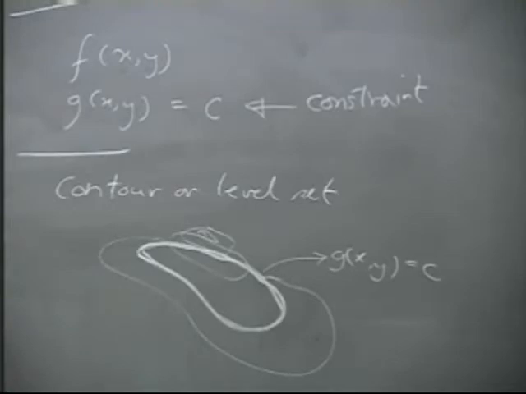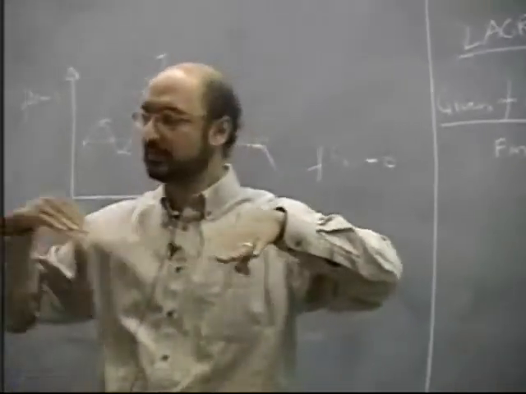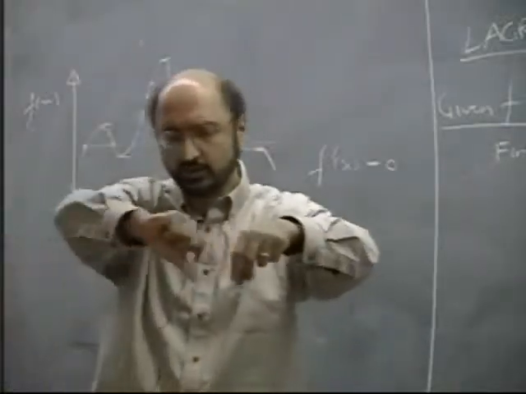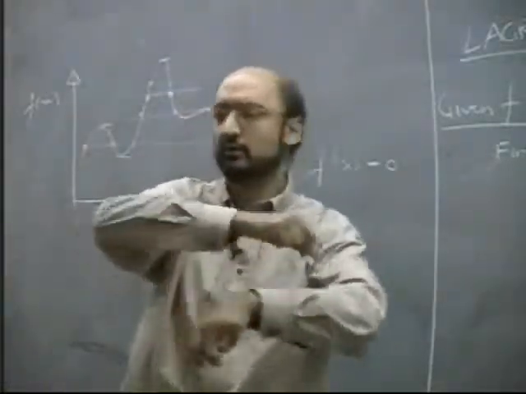So what the constraint tells us is that we are forced to walk along that contour. We cannot go above or below on this particular hill. We're going to have to stay on that level set. Imagine a road going around the edge of the hill, and you have to only go along that road.